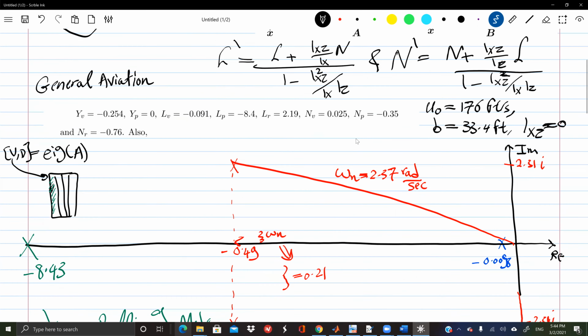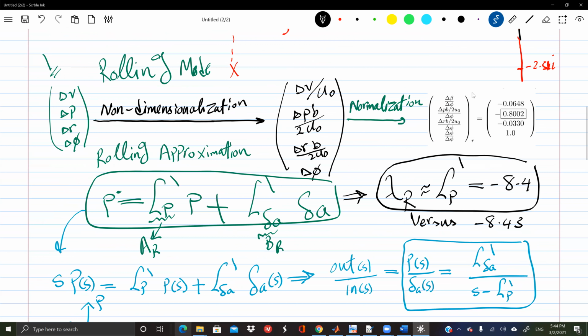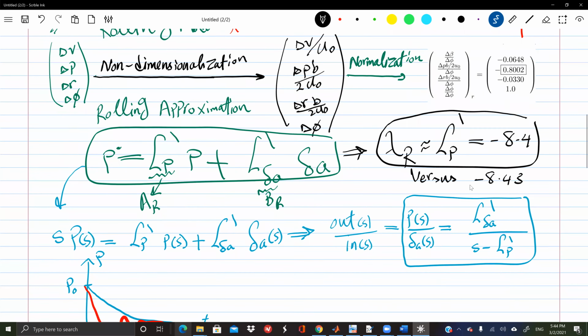This is why we indulge in the eigenvector analysis and the rolling approximation and other approximations: to get simple analytical expressions so that we can understand the underlying physics. What are the variables mostly affecting the rolling behavior? Well, it's the LP of the airplane. And in lecture 11, we derived expressions for the stability derivatives, in particular for LP, in terms of the airplane geometry. Questions?